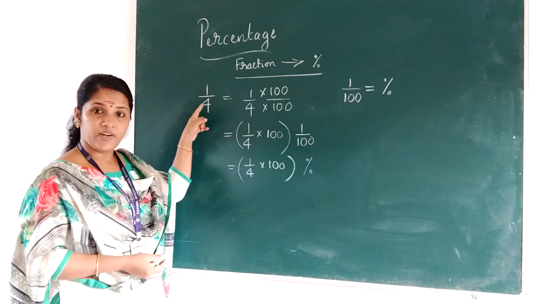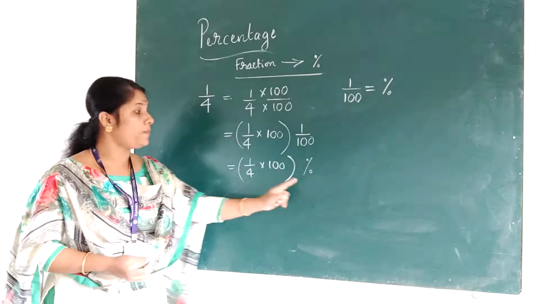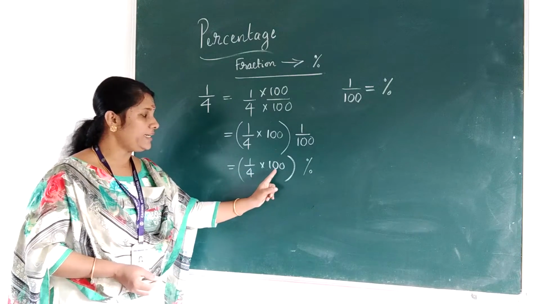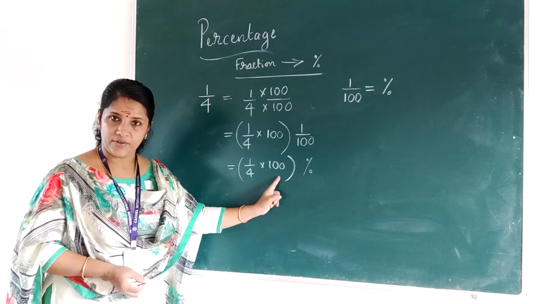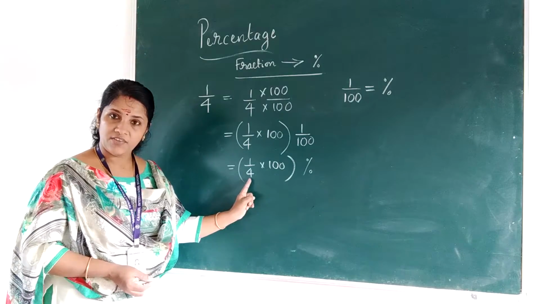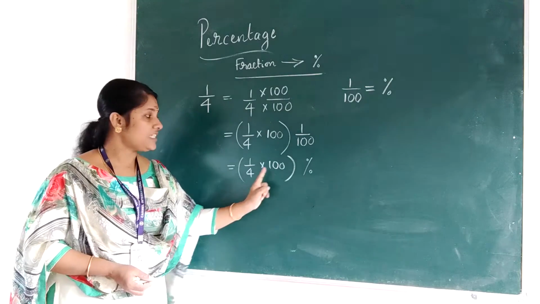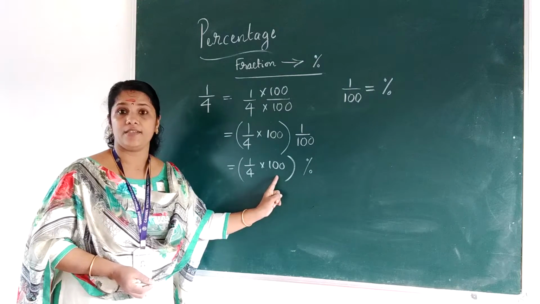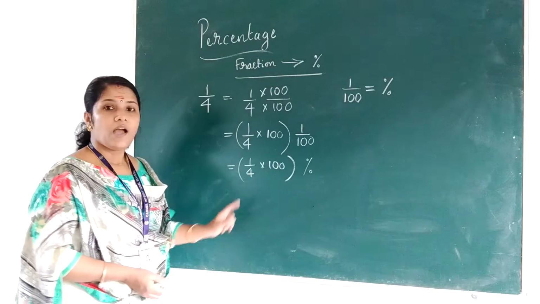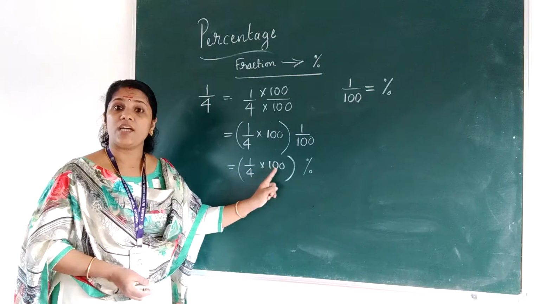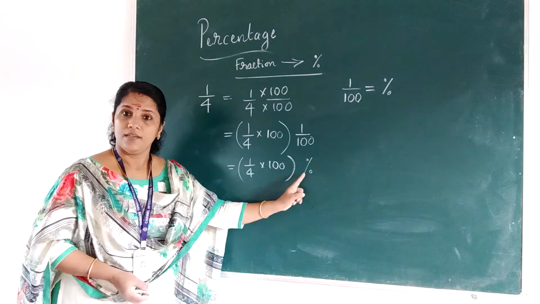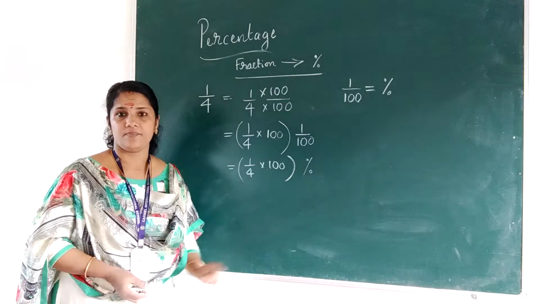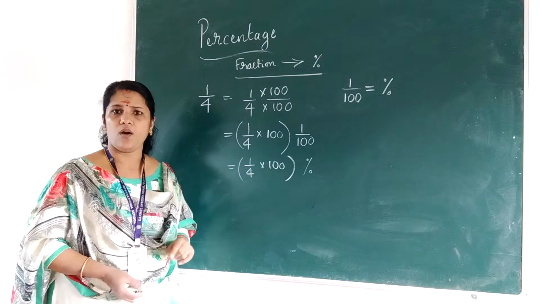So how do I convert a fraction into percentage form? Simply multiply by 100. Look, the fraction given is 1 by 4. I just multiply it with 100 and outside just give the percentage sign. Let's find the answer now.